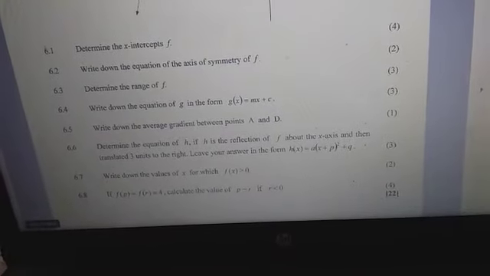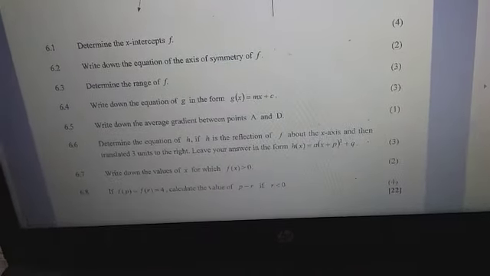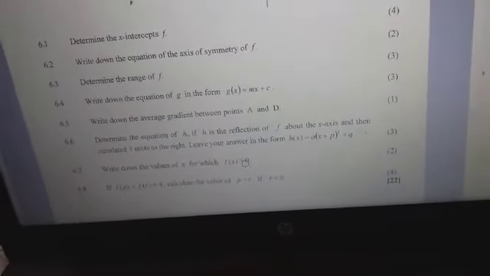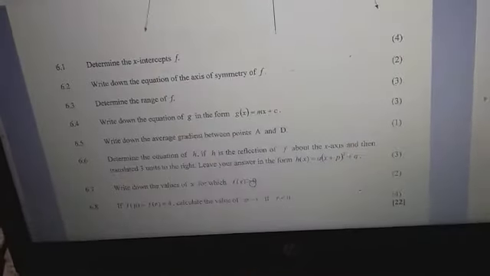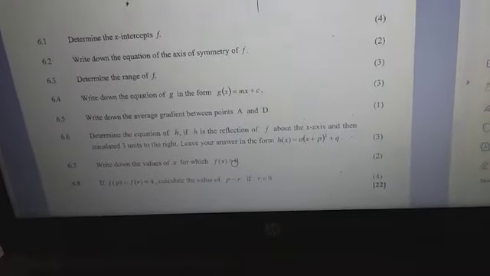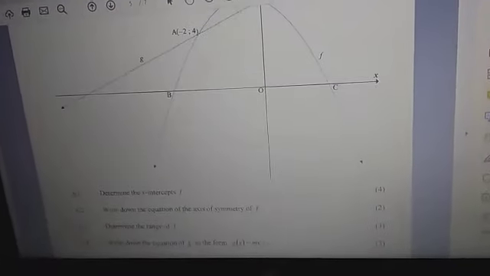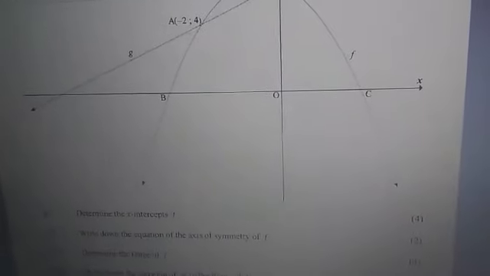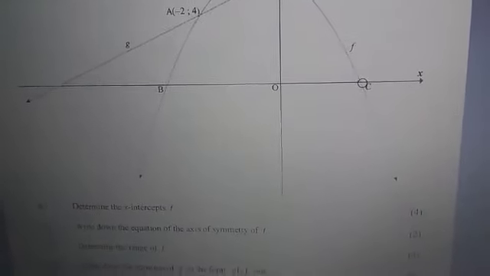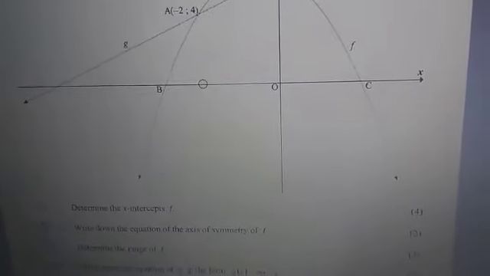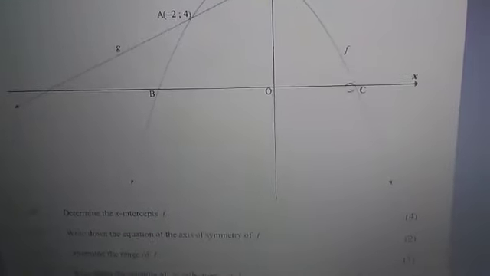Let's start with this one. Write down the values of x for which f of x is greater than 0. f of x has a positive value, or is greater than 0, only when the graph is above the x-axis. Let me show you this. At this point, this graph is negative. At this point, this graph is negative all the way. But at this point here, on this line, the graph is equal to 0.